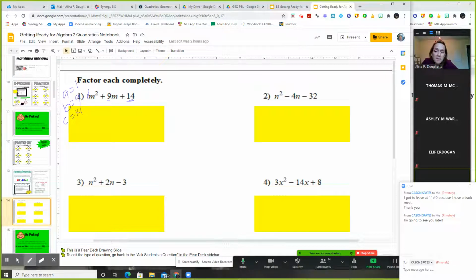The second step is to multiply the first number and the last number. So you're going to multiply the A and the C. That goes at the top of your X puzzle. So that top thing, 1 times 14 is 14. Then the 9 comes down. That's going to go to the bottom of your X puzzle. So my question is, what multiplies to 14 and adds to 9? Anybody who thinks they have an idea, put it in the chat or unmute yourself. What will multiply to 14 and add up to 9?